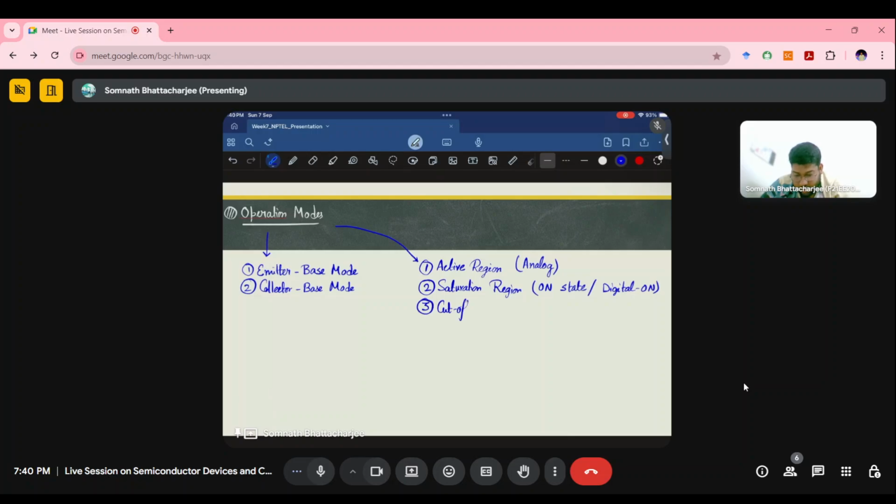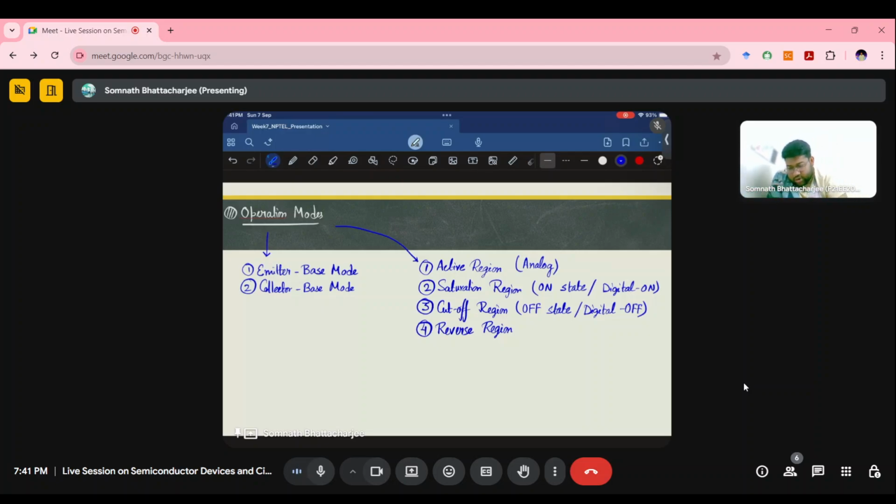So what is a cutoff region? A cutoff region is that before achieving the active region, there will be a very small amount of current or nearly no current in the output region. Based on that, we can say it is the off state, or the digital off. And the final one is the reverse region, where we are applying a reverse voltage. In the reverse region, the device is working in reverse.